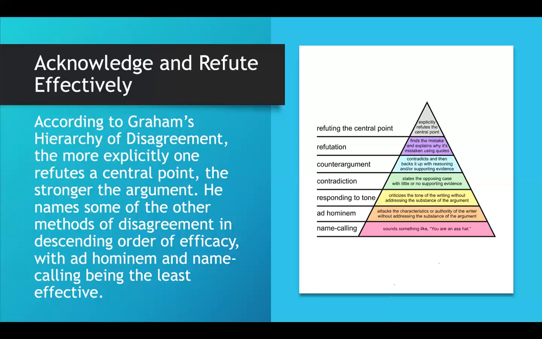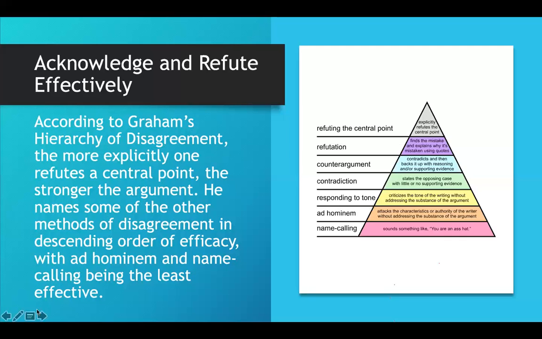Above that, we have counter argument coupled with refutation, which is where you find the mistake and explain why it's mistaken using quotes. And then at the top, we have refuting the central point, which is the most effective way to argue, which is where you explicitly refute the central point of the opposing argument by doing all of the things that come immediately below, not on the bottom half of the triangle, but by finding the mistake, explaining why it's a mistake, and using quotes, and also contradicting and backing up with reasoning and or supporting evidence. So you take that second and third layer, combine them, and then you've got the peak there. That's good acknowledgement and refutation.